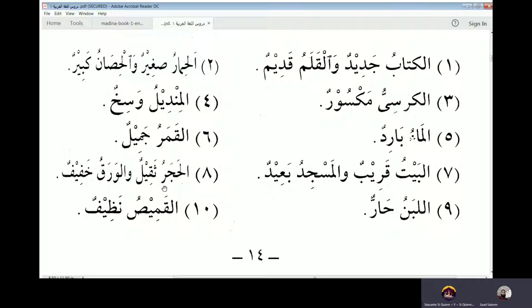Al-hajaru thaqilun. The rock is heavy, okay. Wal-waraqu khafifun. And the paper is light, okay.